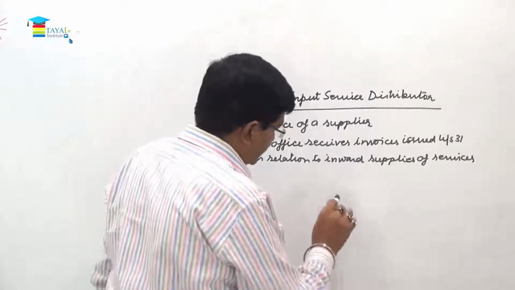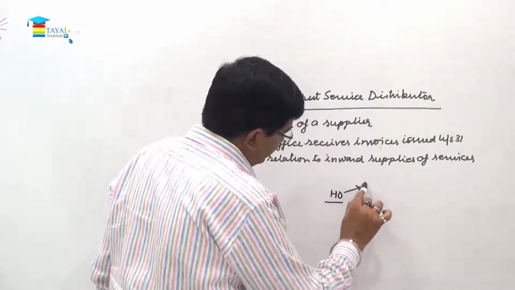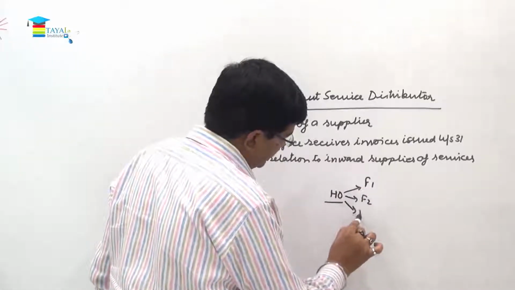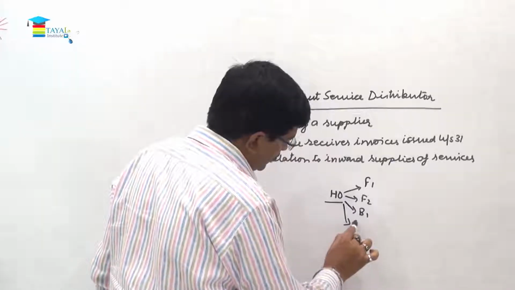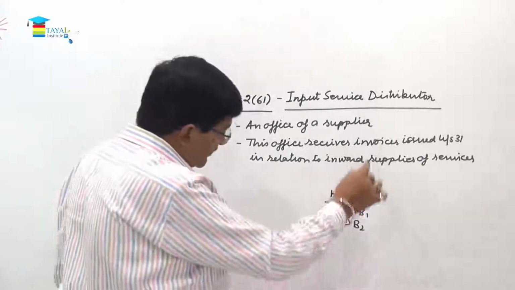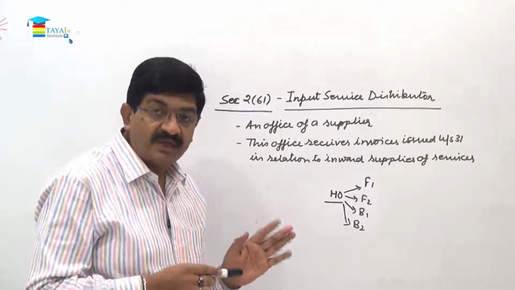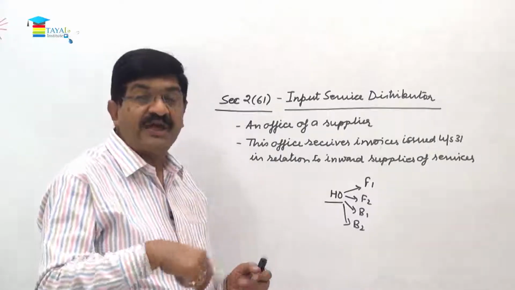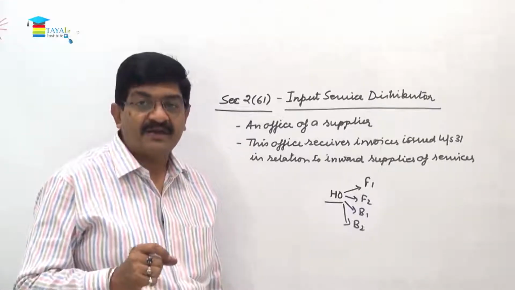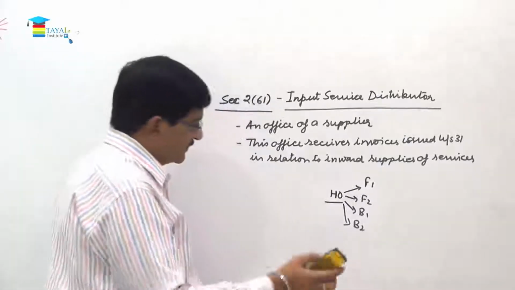So here you can say that there is one head office, and this head office is governing factory number 1, factory number 2, then branch number 1, branch number 2. All these are being handled by head office. Now the service may be in the factory or maybe in the branch, but the invoice for that is being received in the head office, and the head office is registered as the input service distributor. Then that office can avail credit in respect of tax on those input services, right?